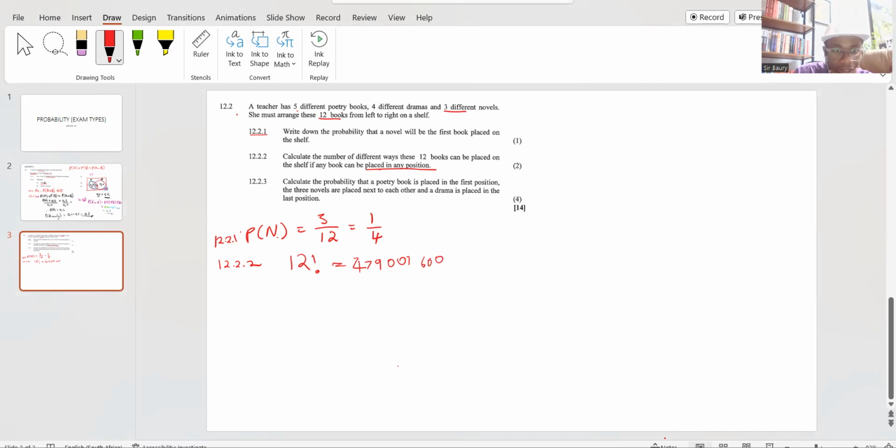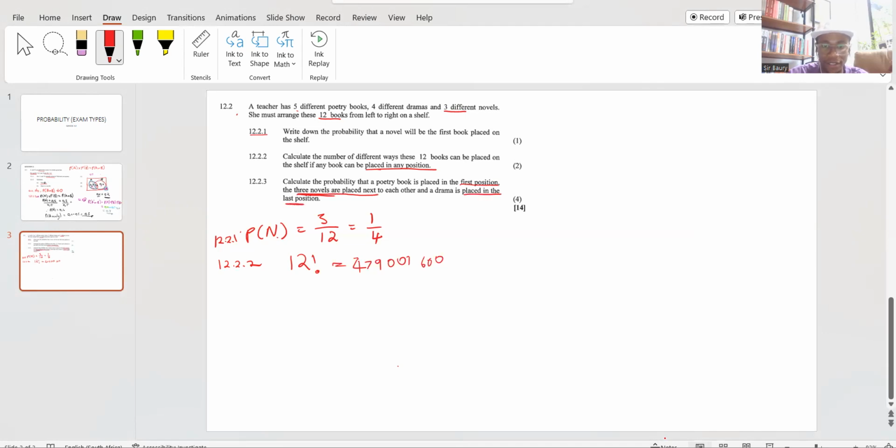So you have the third question. Calculate the probability that a poetry book is placed in the first position, and the 3 novels are placed next to each other. Novels have to be next to each other, and the drama is placed at the last position.